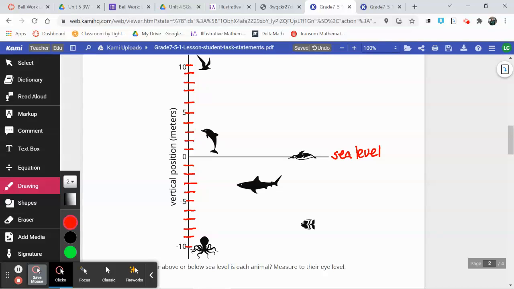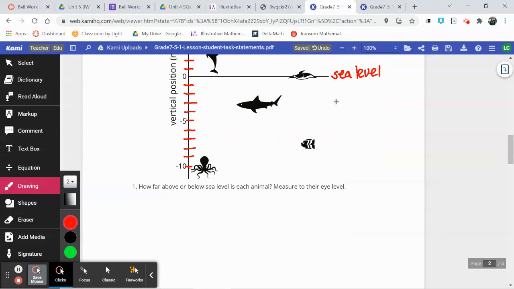So it wants to know how far above or below sea level each one of these animals is. And you're going to write that under number 1, or you could put it next to these. So let's start at the top. Here's our seagull. There's 0, which is sea level, and it's 10 above, right? 10 meters above for the seagull. And if you need to, you can write that under number 1.